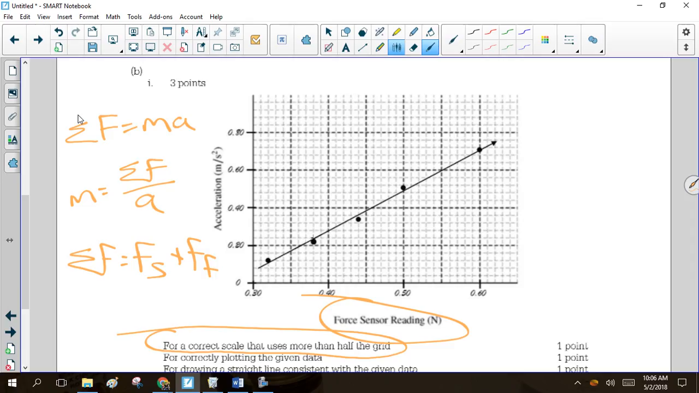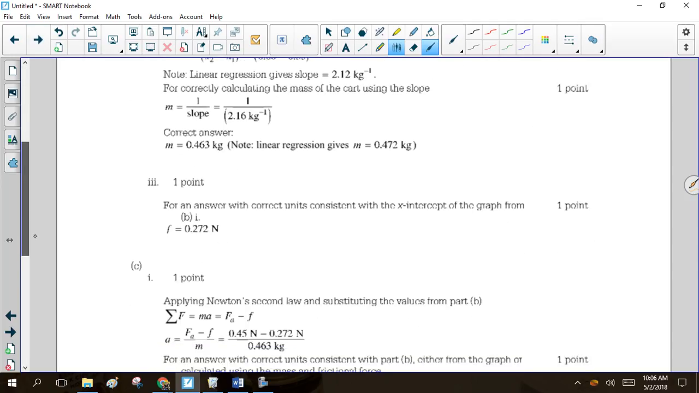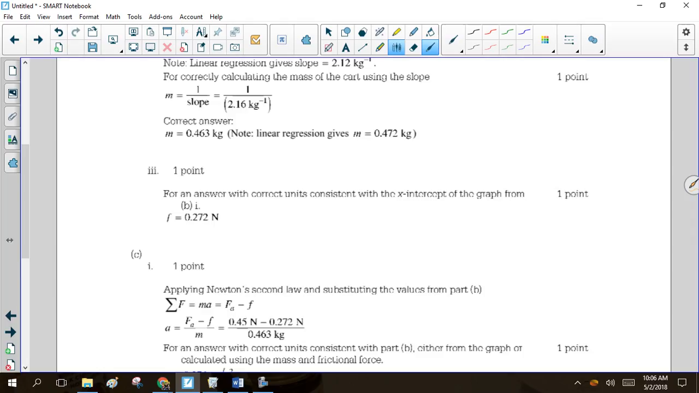Okay, now. So correctly calculating the slope, and find your mass. All right, cool? Roman numeral 3.